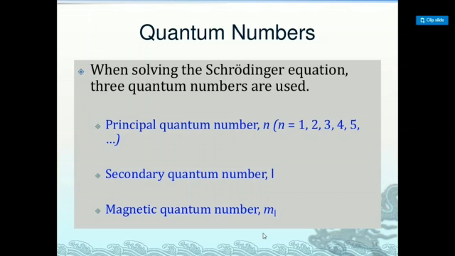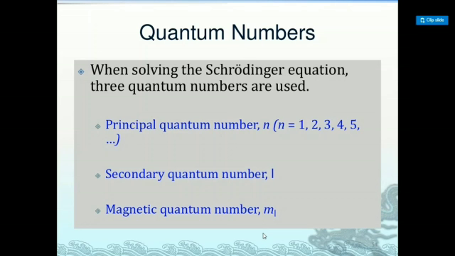And with this, m is related as 2l plus 1. That means if l is 0, then m is also 0, meaning 1 orbital is there inside the s subshell. If l is equal to 1, that means p subshell, there are 2l plus 1, meaning 3 orbitals, that is px, py and pz. 3 types of orientations are possible, and each orbital contains a maximum of 2 electrons.